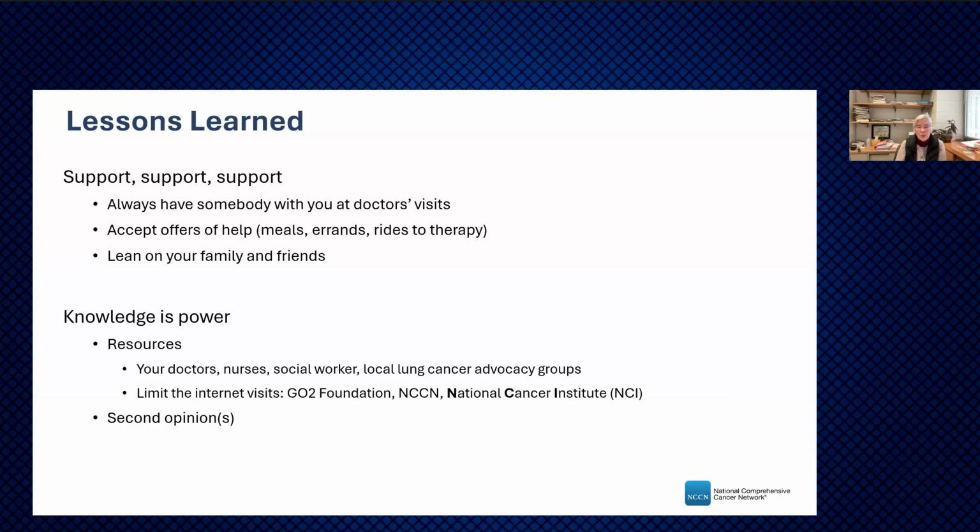Knowledge is power. You have many resources available to you, and kudos to all of you because you're here today tapping resources. You have your doctors, your nurses, your social workers. There are local lung cancer advocacy groups. Make the best of all of them. Questions. Ask them and get answers.